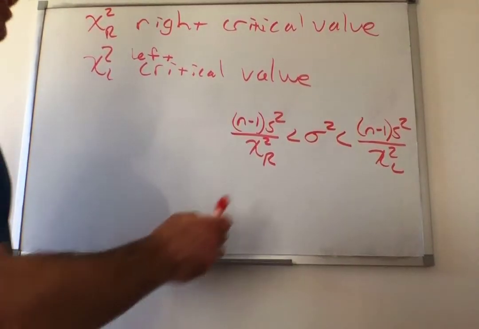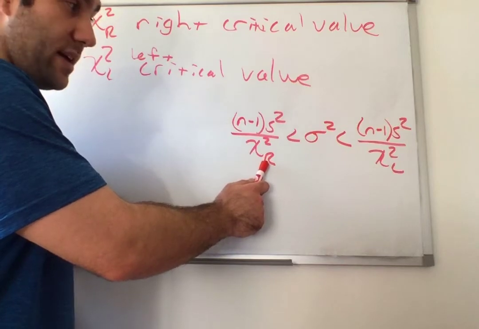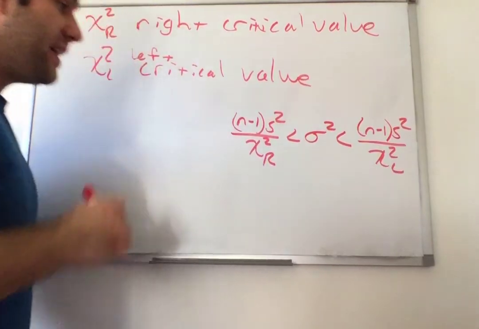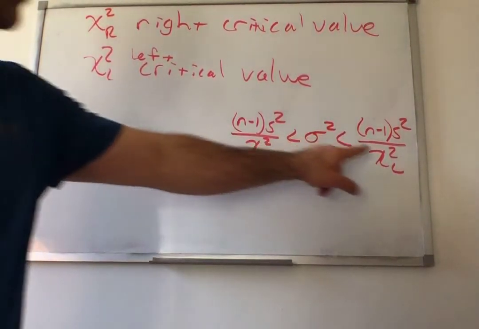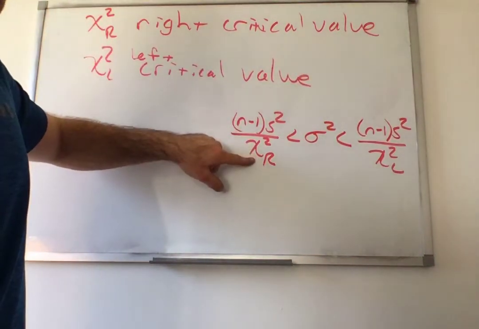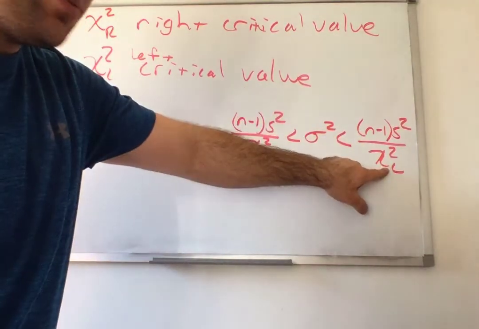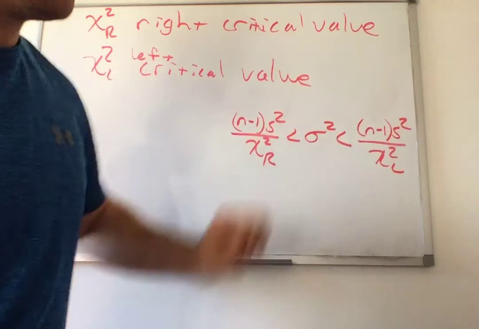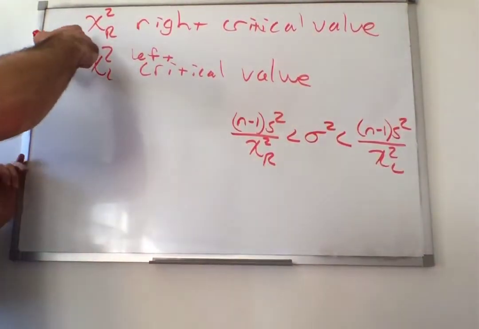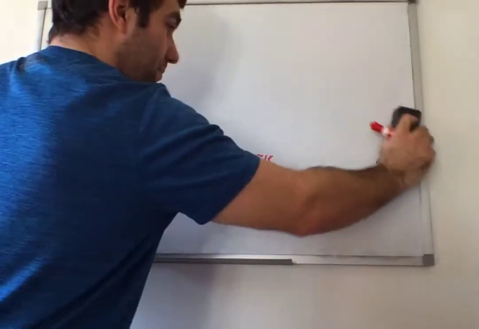Okay. Now notice the chi-squared right critical value is on the left denominator. The chi-squared left value is on the right denominator. That's because this value is going to be larger than this value. The numerators are the same. So when you divide by a larger number, the overall number is going to be smaller. When you divide by a smaller number, the overall number is going to be larger. So we get the small number on the left, large number on the right. So let's go ahead and talk about how to find these critical values.